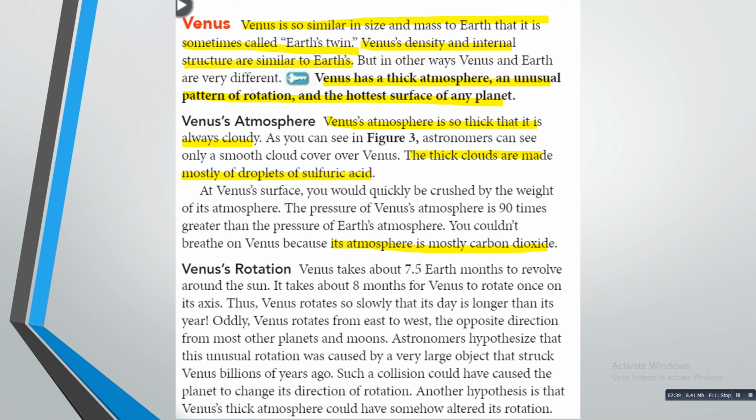Now, if we take a look at the rotation of Venus, Venus takes about 7.5 Earth months to revolve around the Sun. It takes about 8 months for Venus to rotate once on its axis. So this is in comparison to Earth. One interesting fact about Venus is its rotation. Venus rotates from east to west, which is in opposition to many other planets and moons which rotate from west to east. Venus's rotation is different from the rest of the planets.